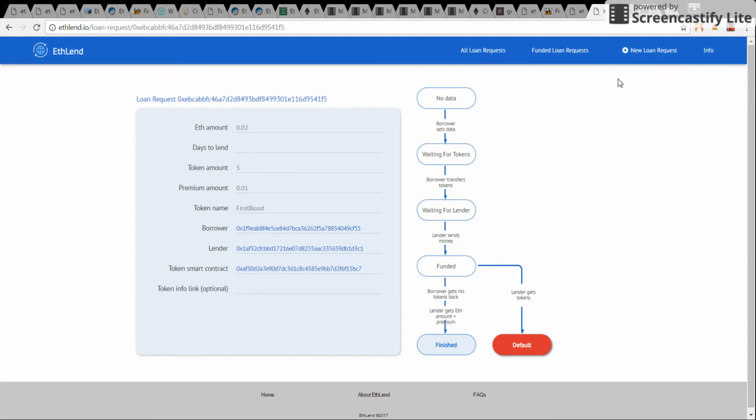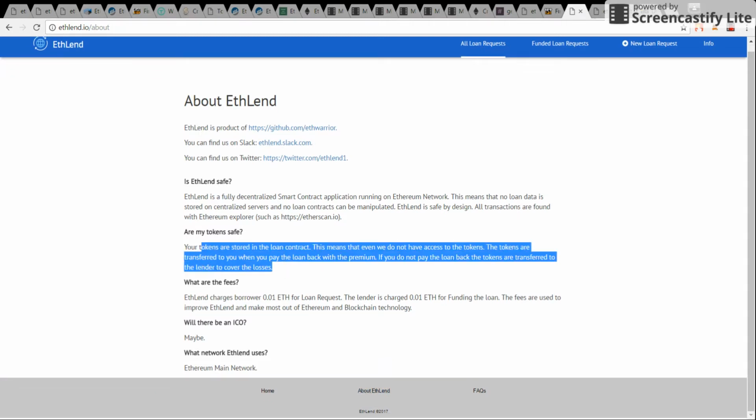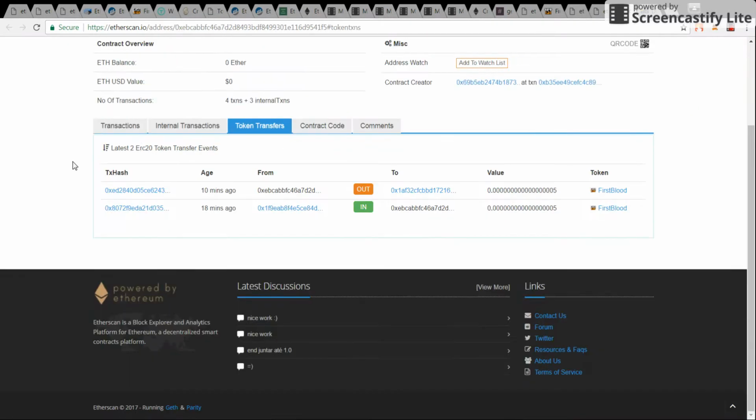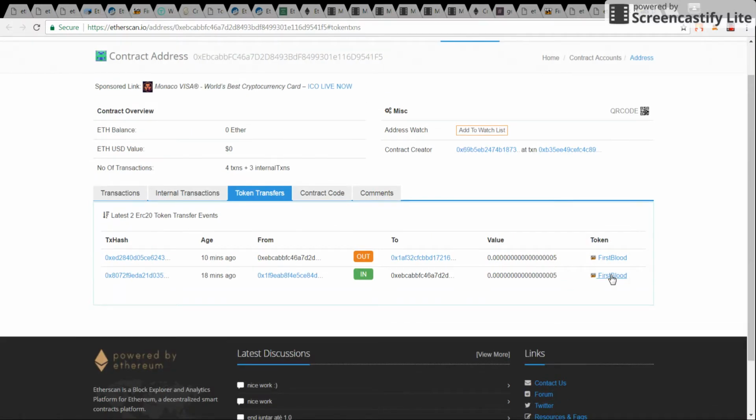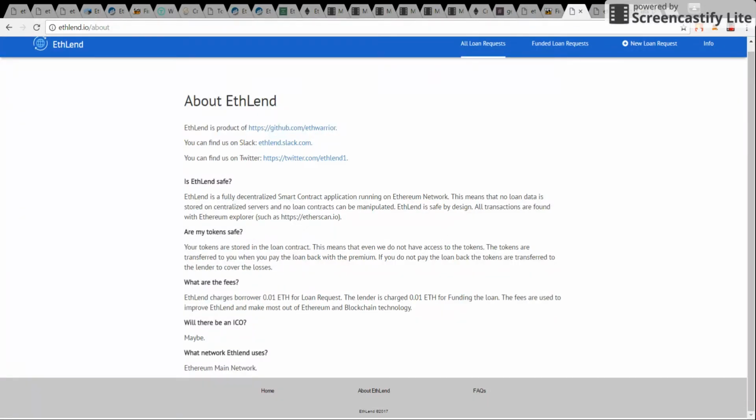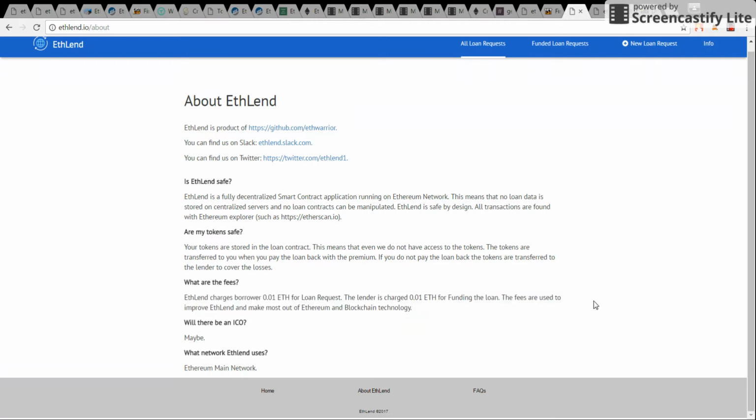And there are a couple of questions, for example, about the tokens. Are they safe? They are quite safe here in EthLend because they are inside the smart contract. If you look at one of the contracts that was made, we had the first block tokens. They were held in a smart contract, so even the EthLend guys here cannot access the tokens. So they're safe here. And the fees are 0.01 Ether for the loan request, and the lender is also charged 0.01 for the funding of the loan.